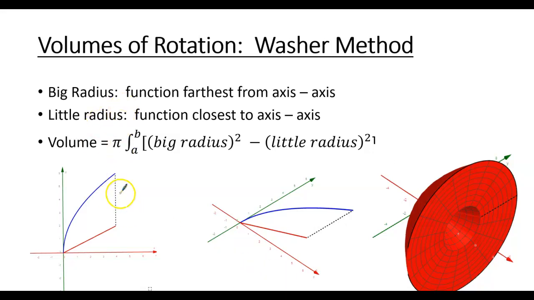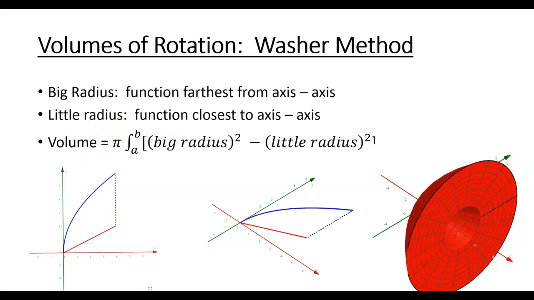So since you're rotating two functions, you're going to have two radiuses. You're going to have a big radius, which is the function that's farthest away from the axis down to the axis, and that's your big radius. So the function that's farthest minus the axis will give you the big radius.